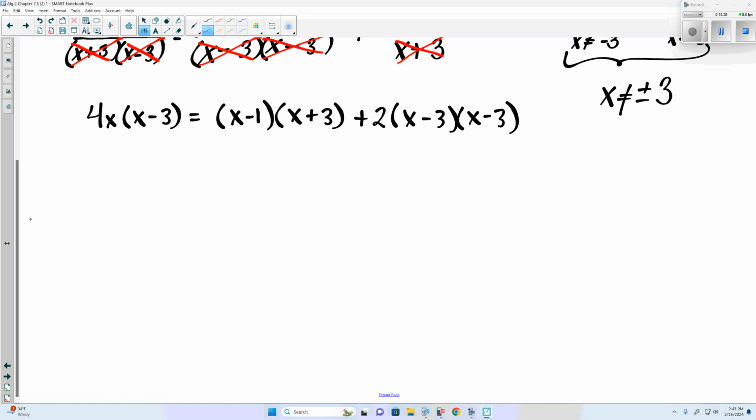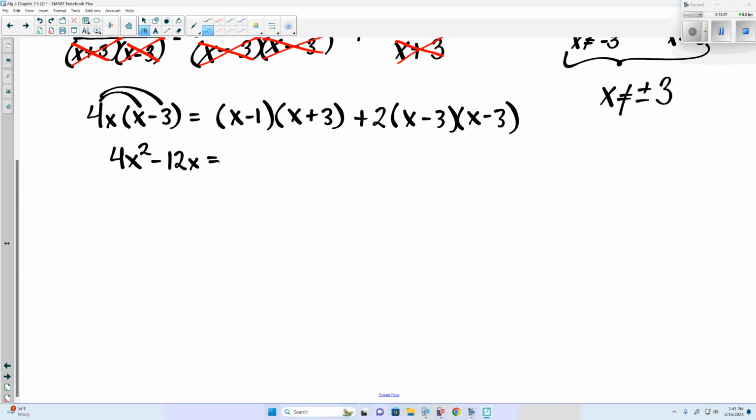Now at this point here we can distribute. We can do 4x times x is 4x squared. 4x times negative 3 is negative 12x. Well, that's it for that side for a little while.